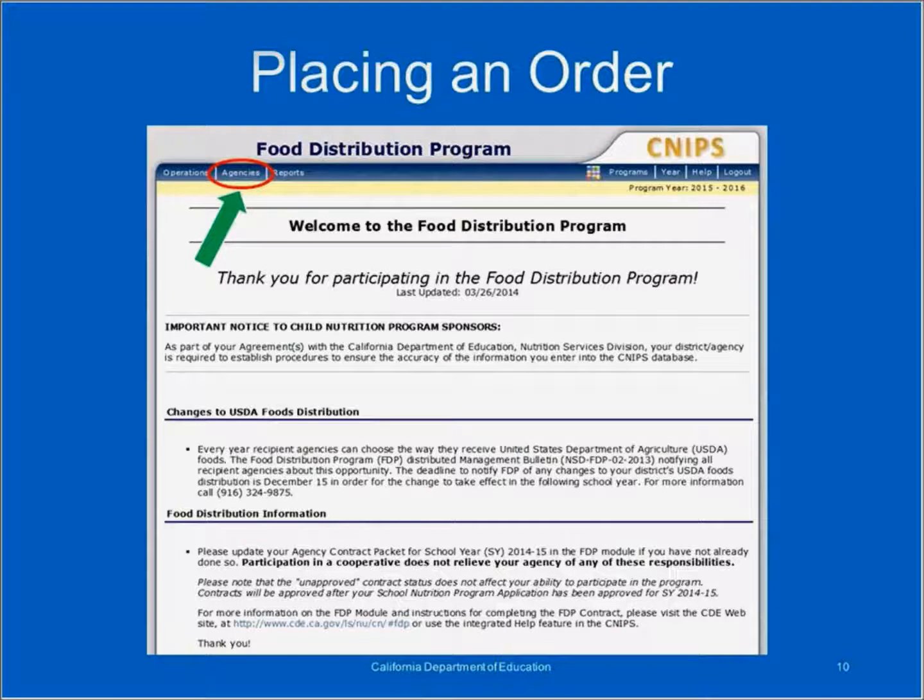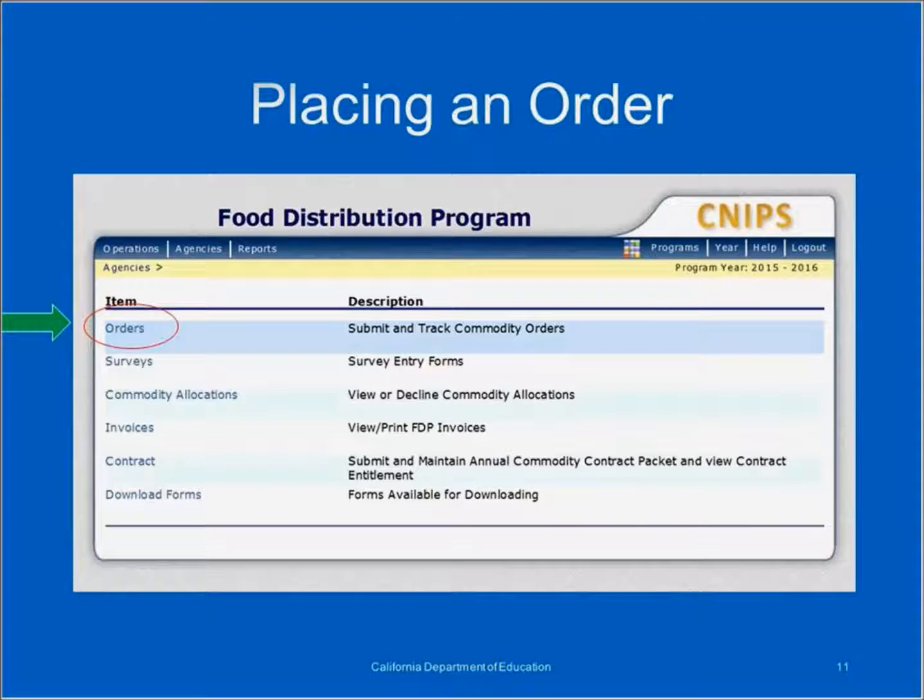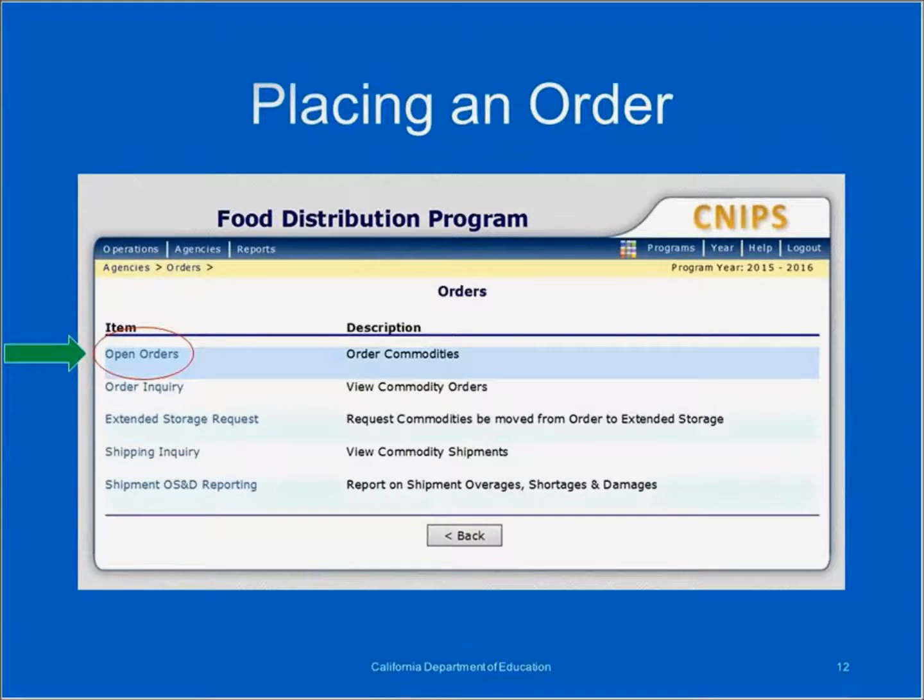From this screen, you will select the agency's link on the blue ribbon located at the top of the screen to take you to the agency's main menu page. From the agency's menu, you will select the Orders link from the left-hand side of the menu. Next, from the Orders menu, you will select the Open Orders link from the left-hand side of the menu.